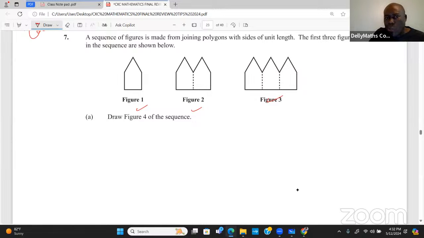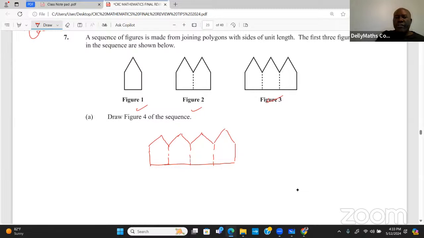So basically, you want to look at what's going on. We're going to have 4 of this. So basically, I'm just going to drop mine. 1. Well, on the inside, I'll have broken. So let me just do that. 2, 3, 4. Now close it down. And then these are dotted. So this is what you want to draw for your figure 4.